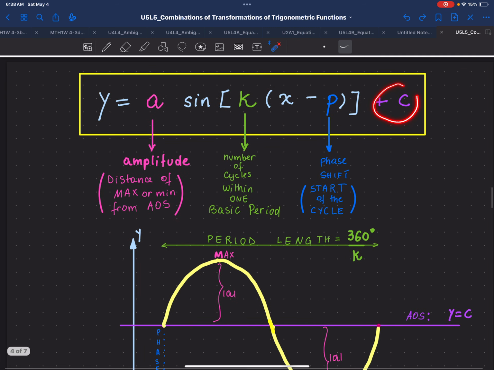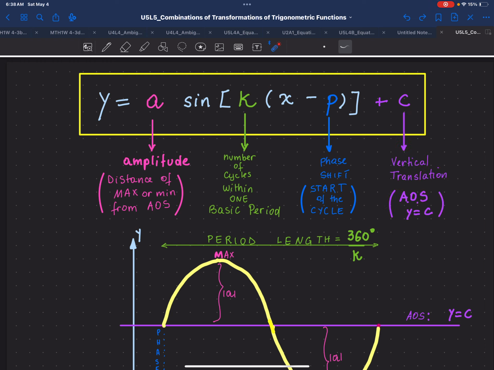And lastly, the coefficient C, which is one of the most important coefficients in terms of the order in which we analyze it when graphing a function, is the one that will tell us the vertical translation of the graph, and it will define the location of the axis of symmetry. So axis of symmetry is always in the form y equals c, no matter what transformations we apply and no matter what the values of the other coefficients are, y equals c will serve as the axis of symmetry.